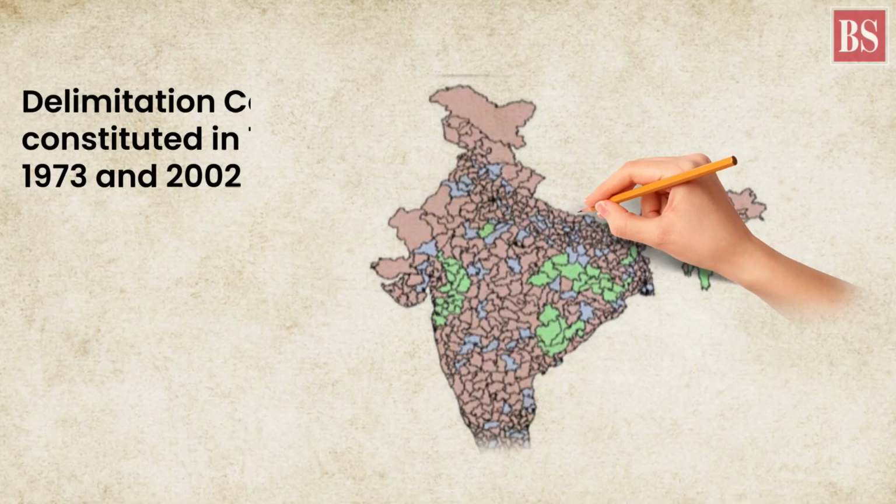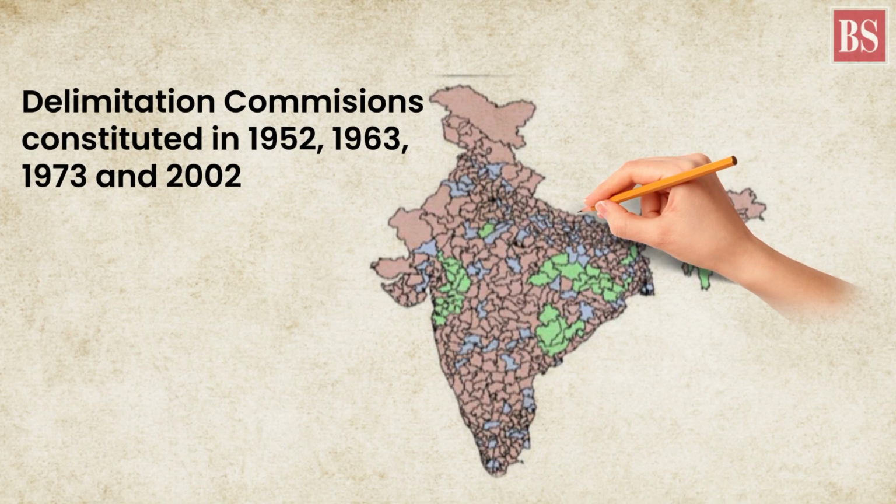Such commissions have been constituted 4 times in India. First was in 1952 under the Delimitation Commission Act 1952, then in 1963 under Delimitation Commission Act 1962, in 1973 under Delimitation Act 1972, and in 2002 under Delimitation Act 2002.